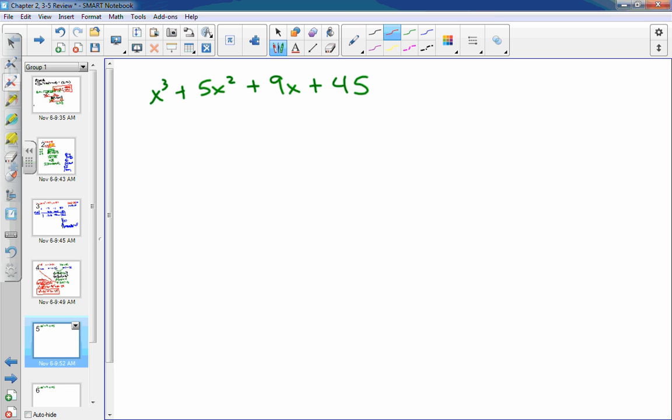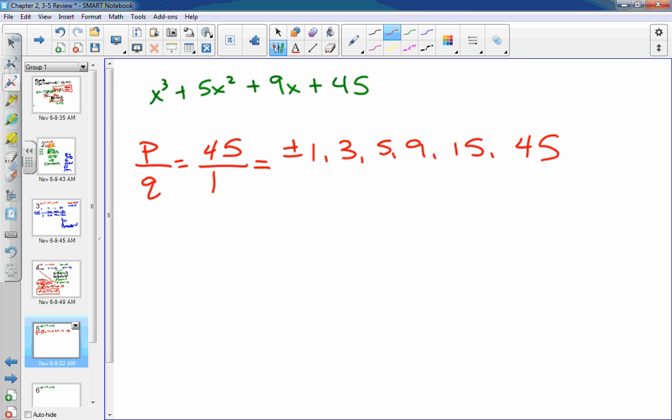So if you have this problem, step 1, P over Q. What is P? P is 45. It is your constant term. What is Q? 1, which is going to be your leading coefficient. Now, I need all the factors of 45. 1 and 45. 5 and 9, yes. 3 and 15, 5 and 9.